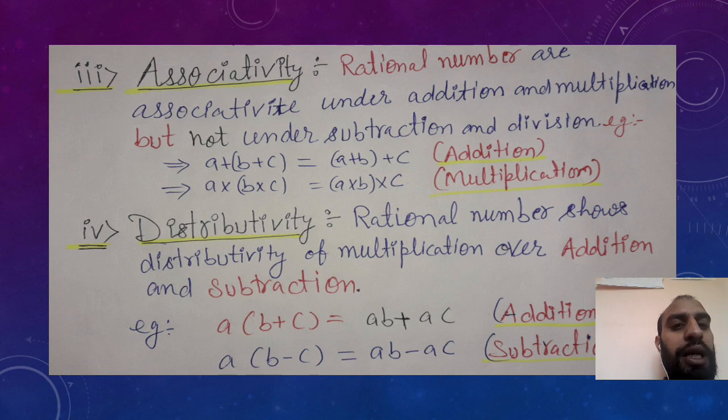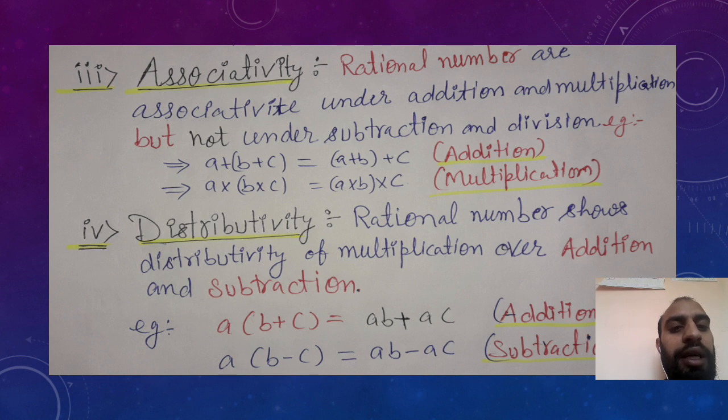a into bracket start b into c bracket close is equal to bracket start a into b bracket close into c. So here you can shuffle any of the rational numbers inside a bracket or outside a bracket, your answer remains similar. Now distributivity. This word is related to distribution. So this is applicable when we are multiplying something outside a bracket in case of addition and subtraction. Here rational numbers show distributivity of multiplication over addition and subtraction.